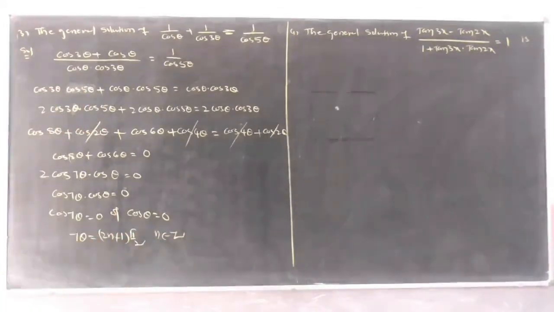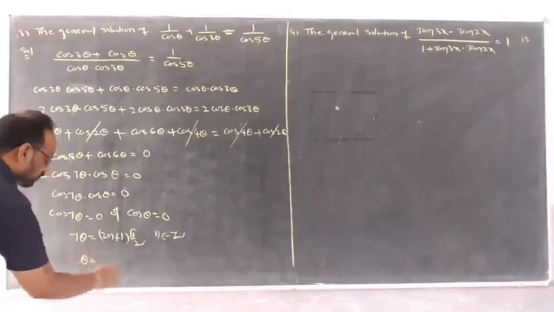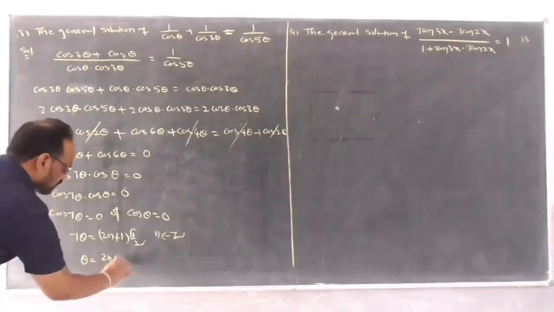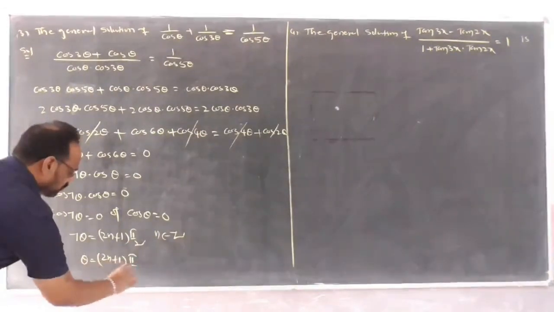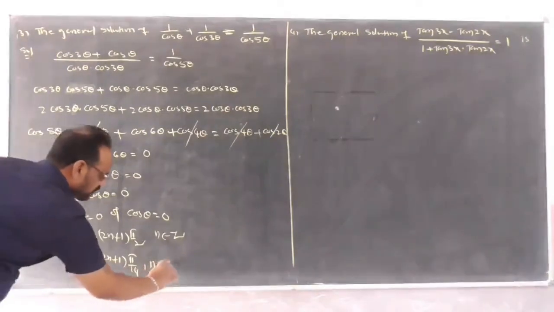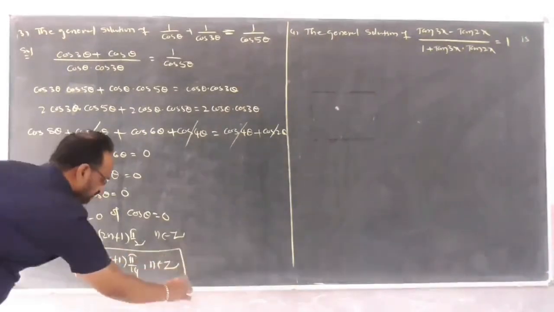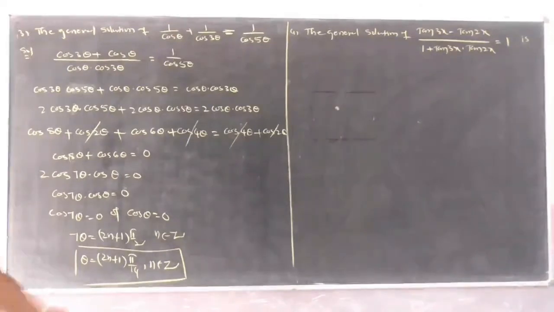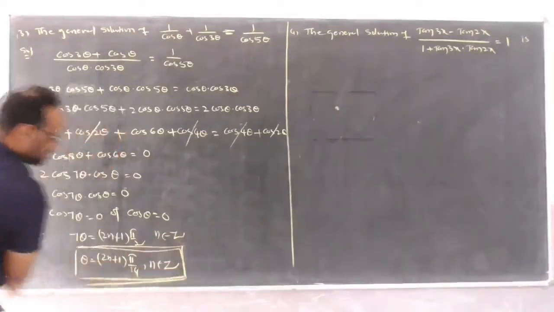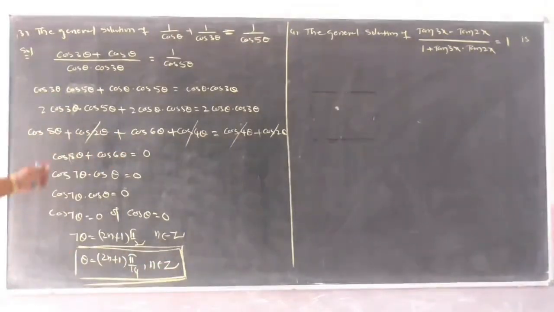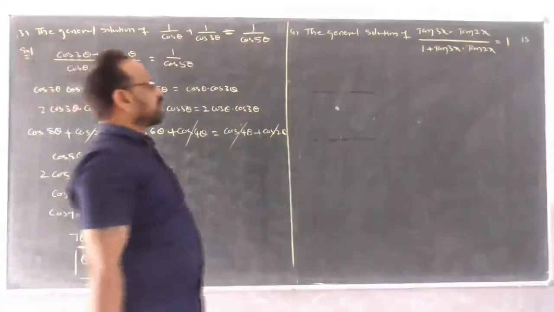We want the theta value. If you transpose, we get theta is equal to 2n plus 1 into pi by 14, where n belongs to Z. This is the value of theta. So theta is equal to 2n plus 1 into pi by 14 is the general solution of the given equation. Next, fourth one, observe here.